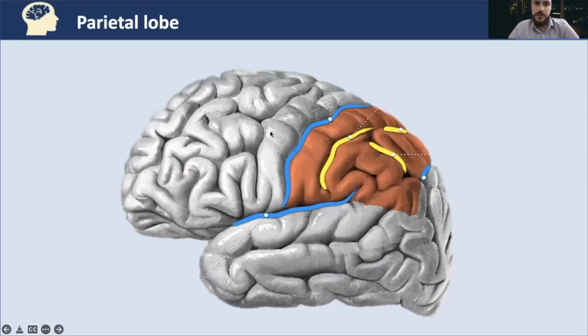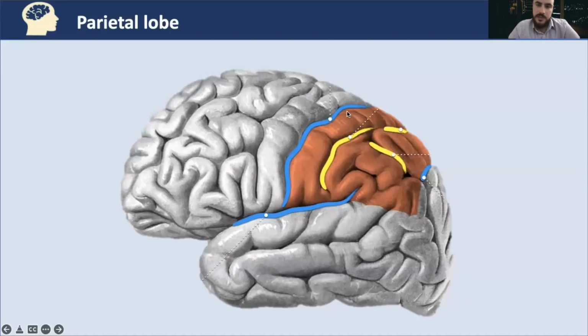Now moving to the parietal lobe. This is the parietal lobe, which extends from the central sulcus anteriorly to the parieto-occipital sulcus posteriorly. What's between them is the parietal lobe. We have two important lateral sulci. We have the interparietal sulcus, which divides the parietal lobe into superior and inferior parietal lobule.